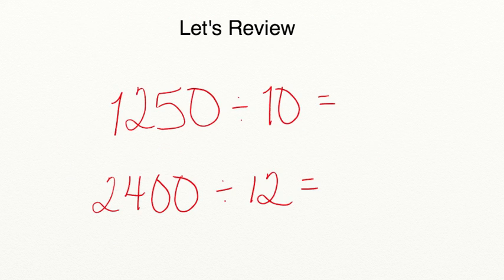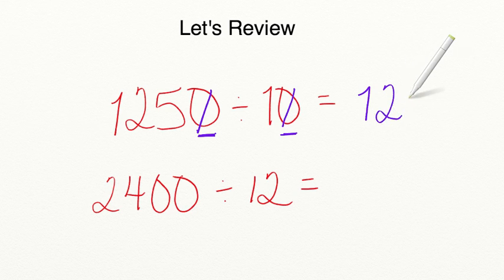Let's review what you've learned in today's lesson. When you're trying to divide using powers of 10, you first need to identify the zeros that are in the number. Since 10 has 1 0 and 1,250 has 1 0, we can cross off both of those and then divide 125 by 1. That gives us a quotient of 125. It won't always be that simple though, because you won't always have a 0 at the end. If you don't have a 0 at the end, you need to break apart your first number.